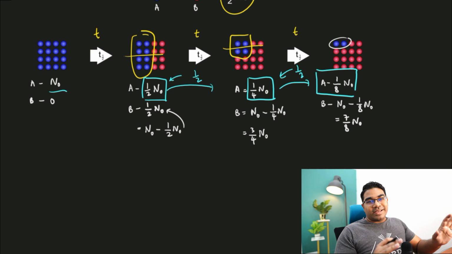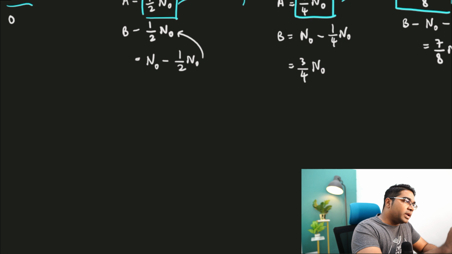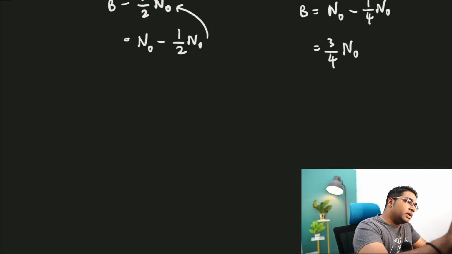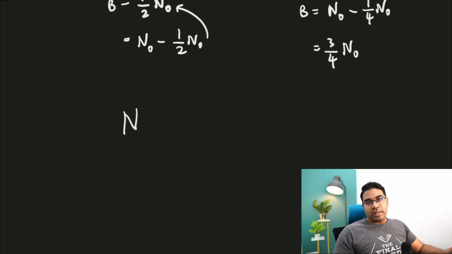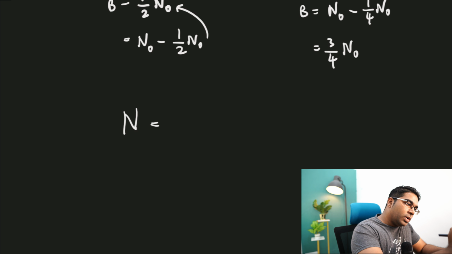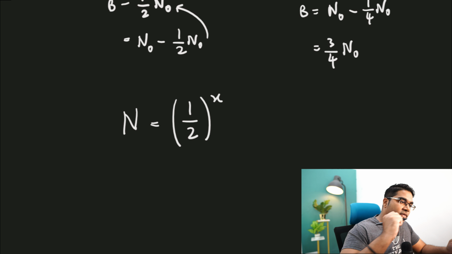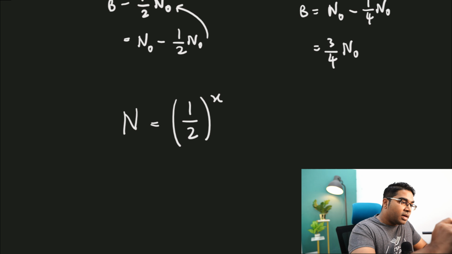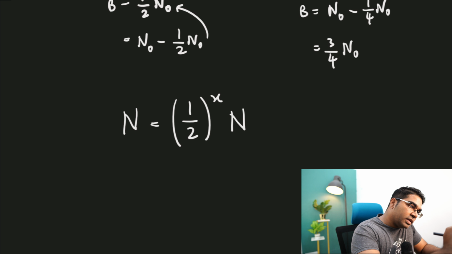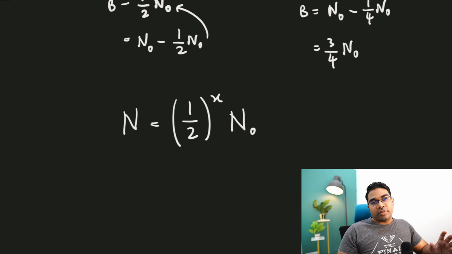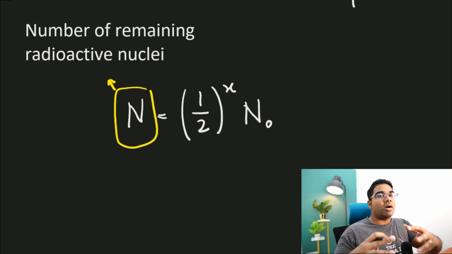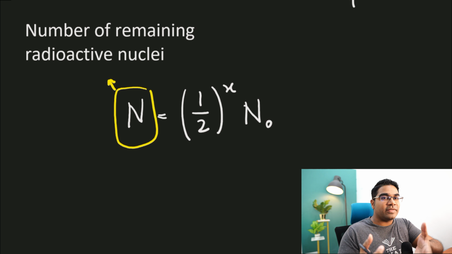So we can generalize this pattern in a simple formula, and that is the number of radioactive nuclei remaining, N, is equal to 1 over 2 to the power of x, the number of half-lives that have occurred, multiplied by N naught, the initial number of radioactive nuclei. The first N represents the number of remaining radioactive nuclei. This is the number of undecayed nuclei that's left behind.